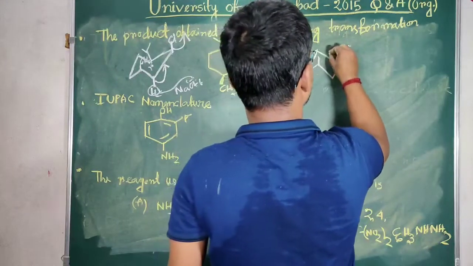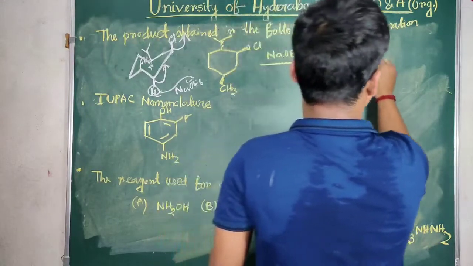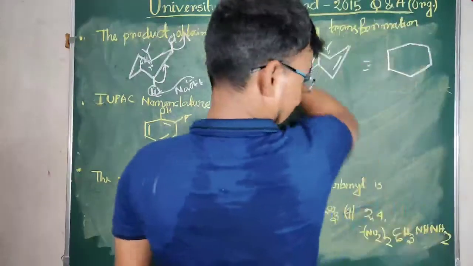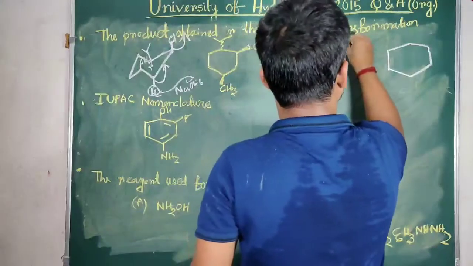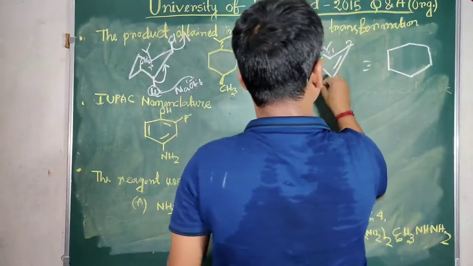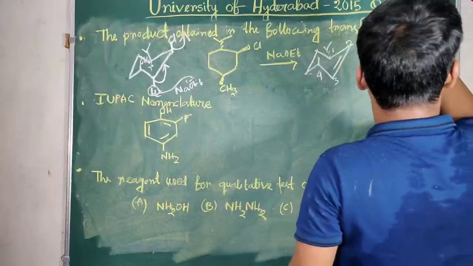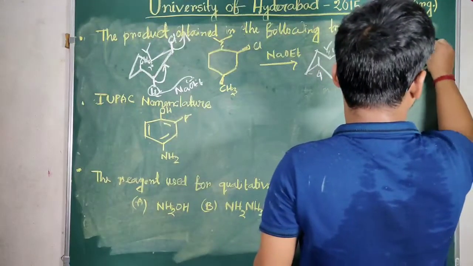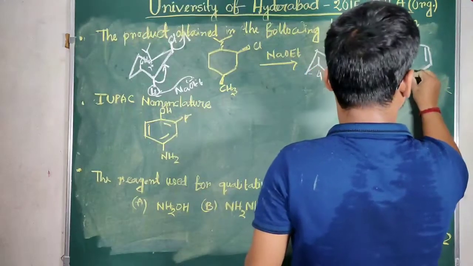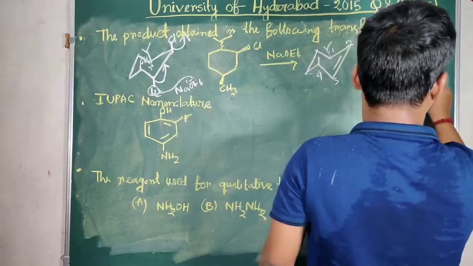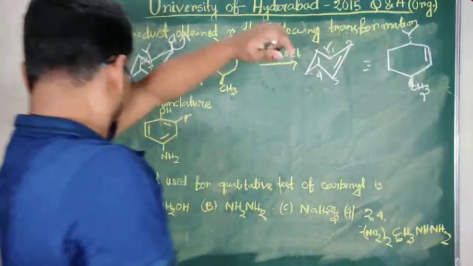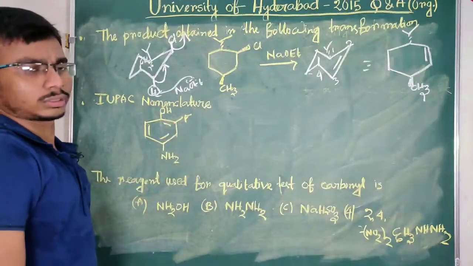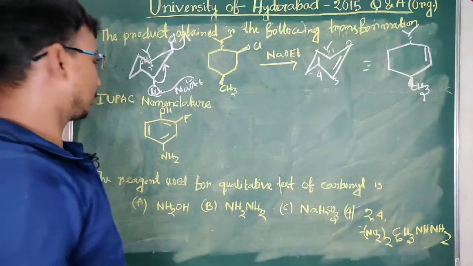Here CH3 and here the bigger group, so we can write like that. So if we number the bigger group, 2 position and 3 position, and here the CH3 group, it will be the product. Then simple IUPAC nomenclature, go to your 11 and 12.